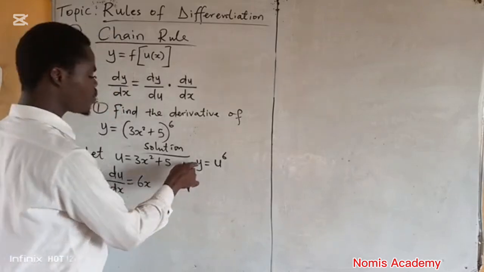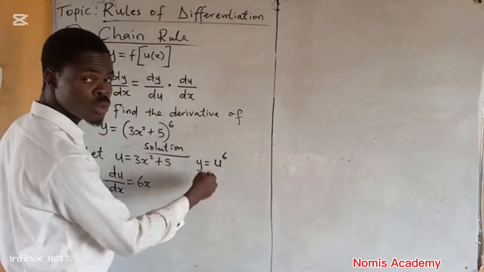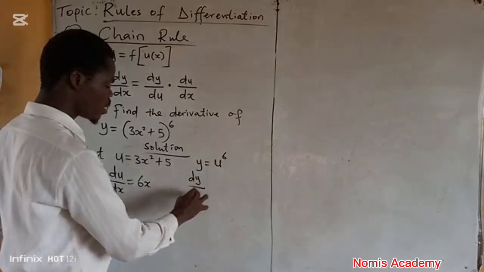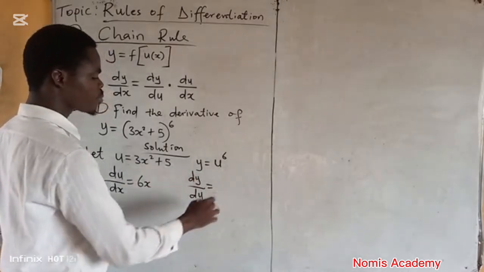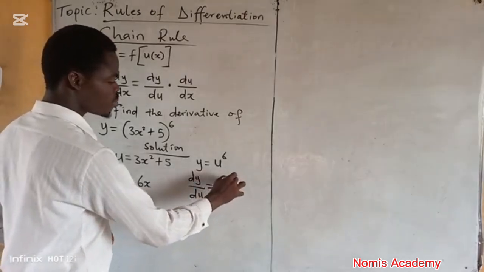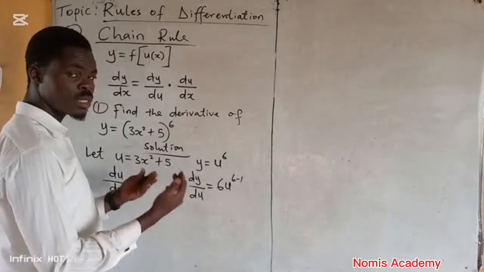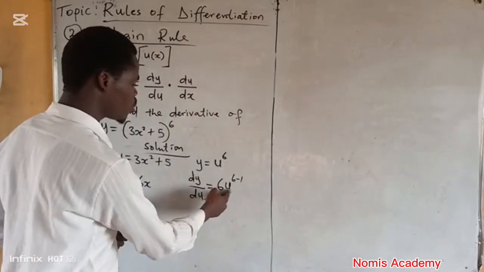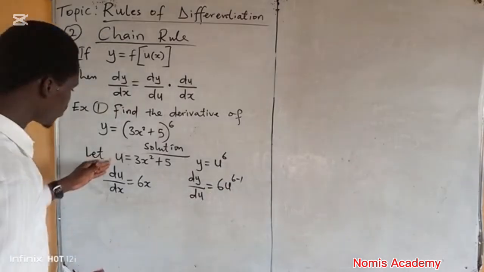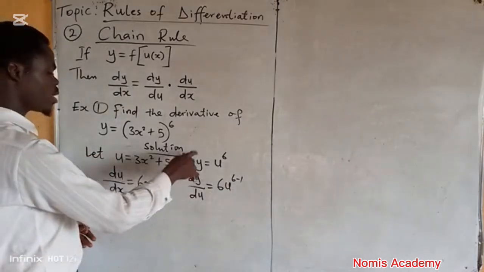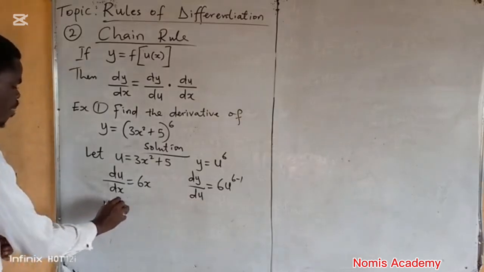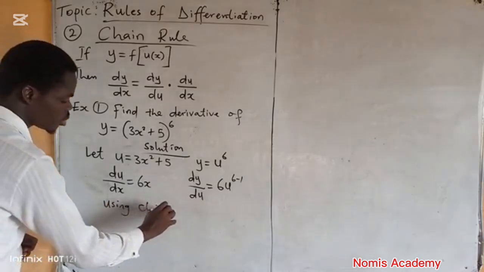Then we are going to differentiate y with respect to u. So we have dy over du equal to 6u, 6 minus 1, which is 5. That is 6u raised to the power of 5. Alright, now we have our u, we have our du over dx, we have y, dy over du. Now we are going to say using the chain rule.